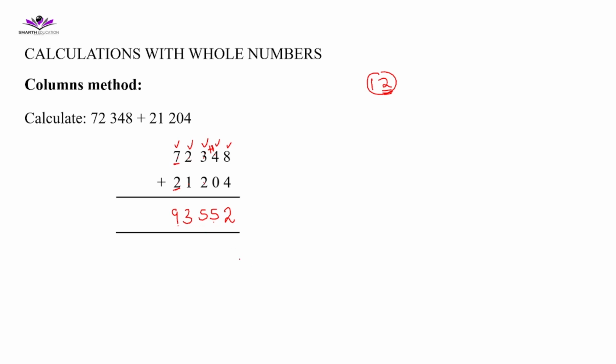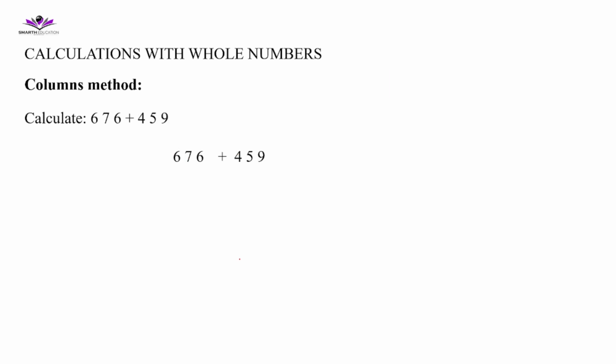Let's have one more example for the columns method. We have these two that we're adding. What do you do? We write the one we're adding underneath, and then now we have our numbers. So we have our ones, our tens, and then our hundreds, right? So we're going to add 6 plus 9. 6 plus 9 will give us 15. 15 is composed of 1 ten and 5 units, or 1 ten and 5 ones.